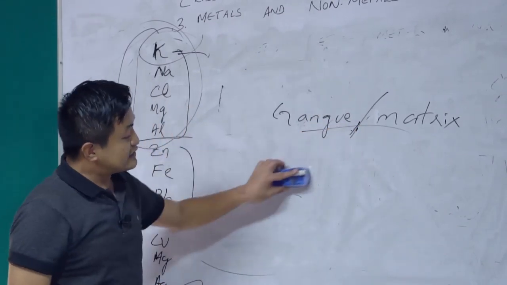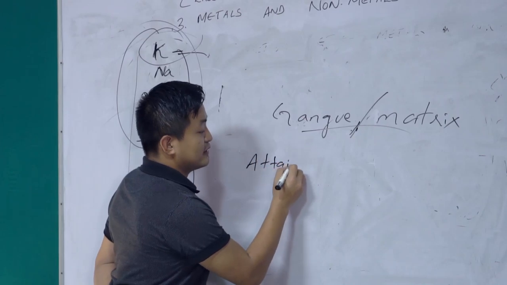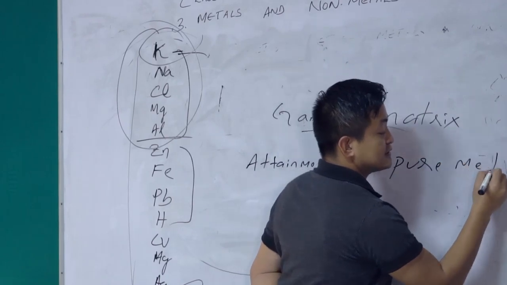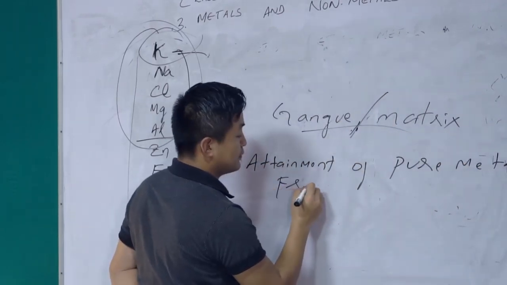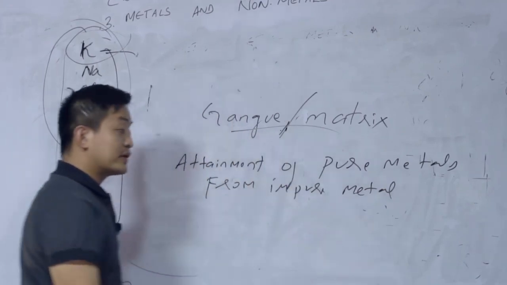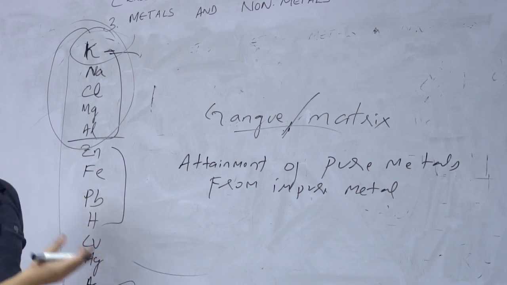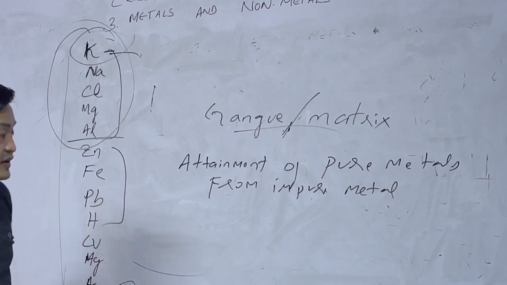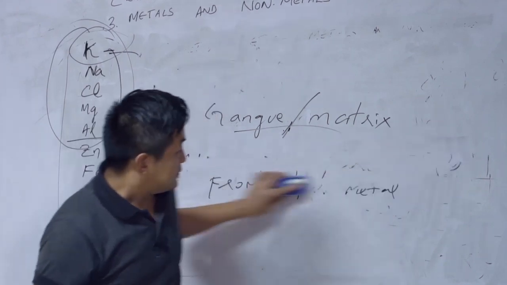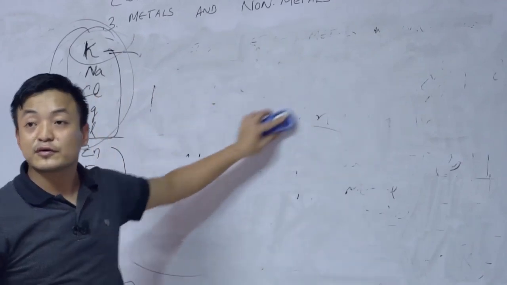So in this chapter, in this topic, what we are going to study is the attainment of pure metals from impure metals. So from impure metal, we are going to get a pure metal through different steps. And how are we going to divide it? We are going to divide it according to the highly, medium, and then the least reactive. So it's there in your textbook, but you can also note down this one along with me.